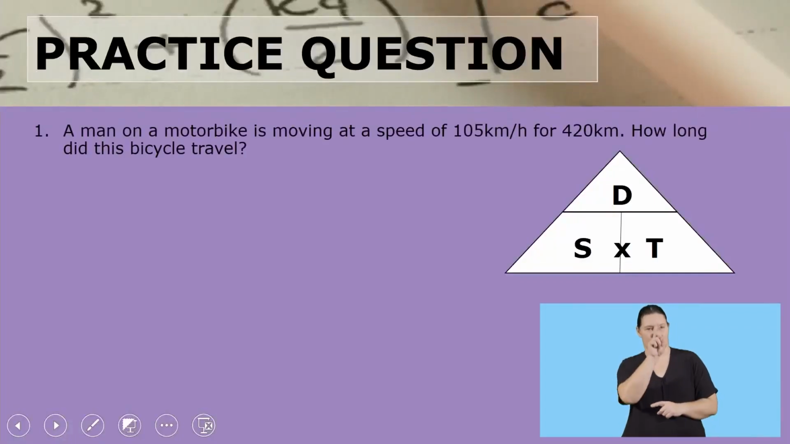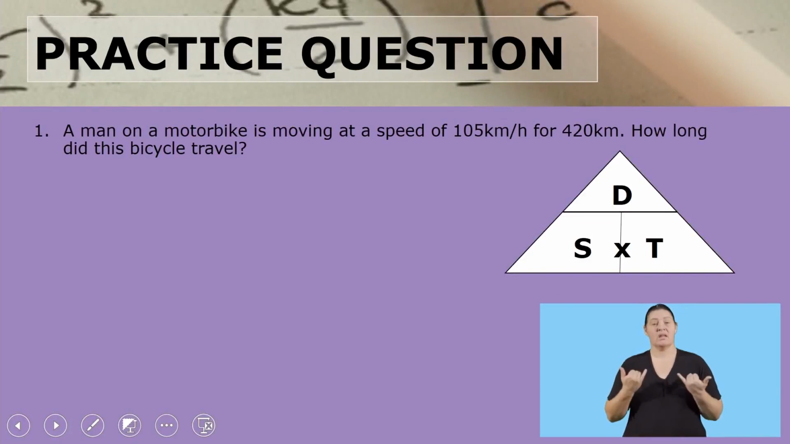Hello learners, and welcome to today's lesson of rate, ratio and proportion. Today we are going to be focusing on practice and application. So let's start with our first question.